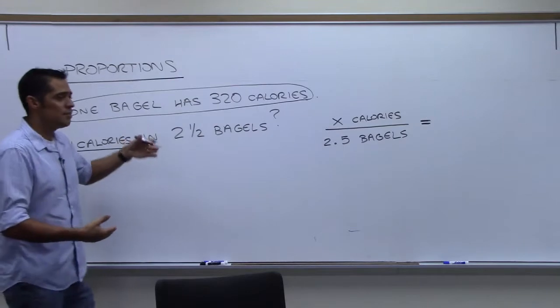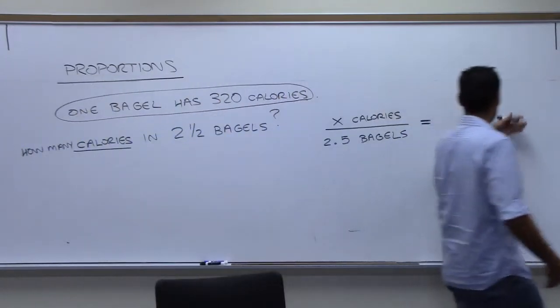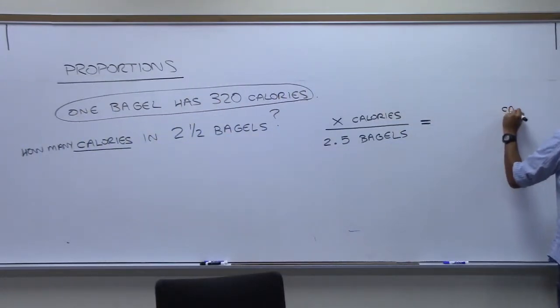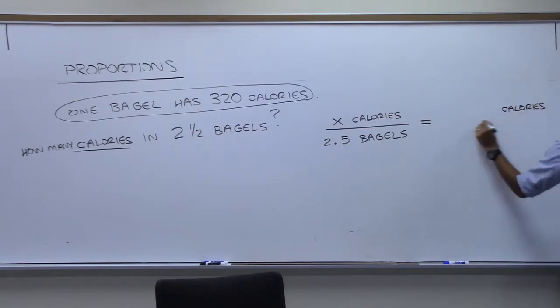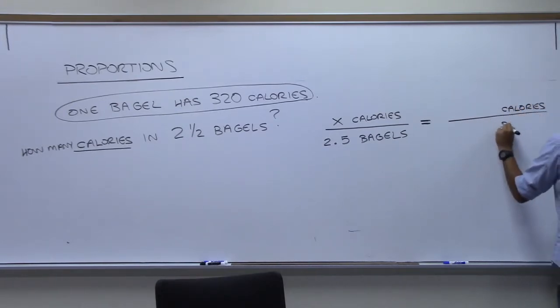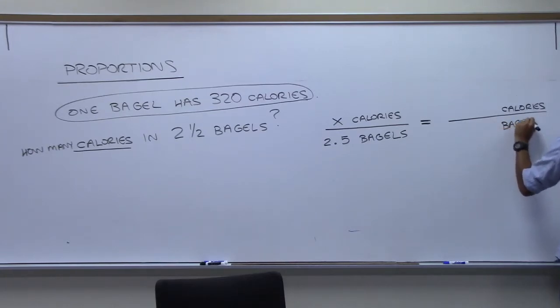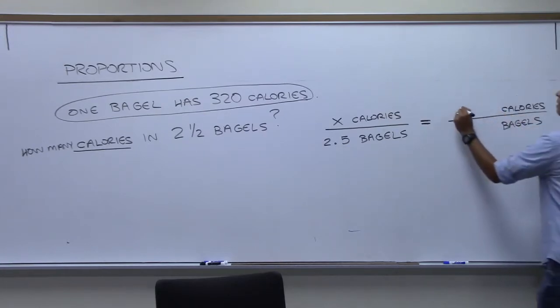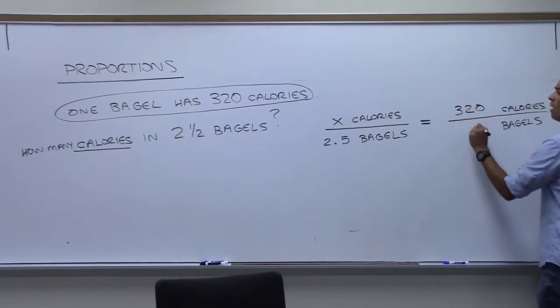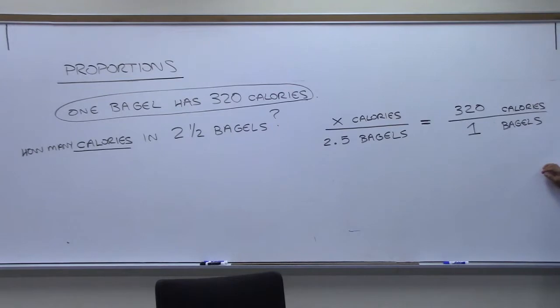So what I'm going to do now is I'm going to set up another proportion next to this, or another fraction. It's going to also be calories over bagels. And this is my given information. How many calories are there? What am I told? I have 320 calories, right? Per one bagel, right?